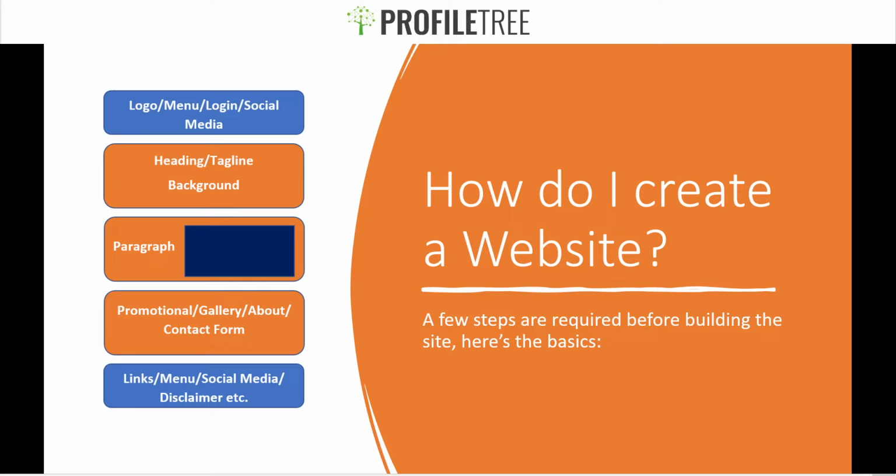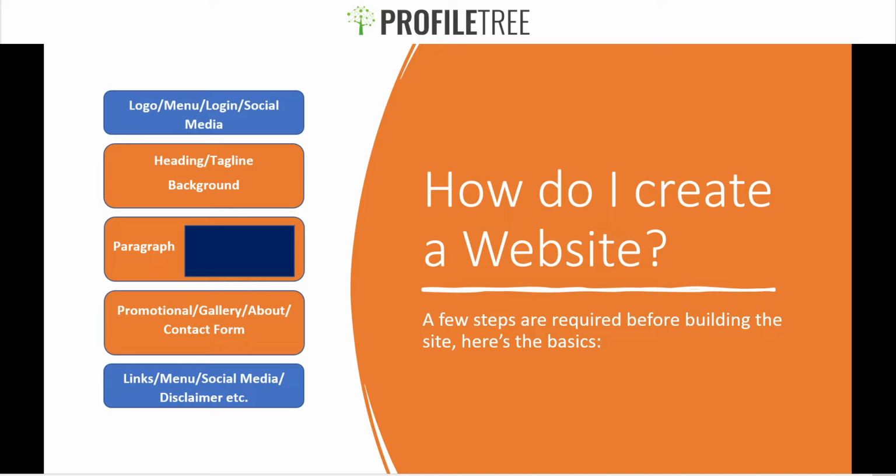At the start, we've got our header, and then you have our section, which is the middle part there in orange. Then you have your footer. A header is pretty much where you put your logo, menu, login, and social media. Then in the section, you would have a heading, tagline, background, and paragraphs. I've put that in blue so you can decide whether you want to add images, video, or any other form of content.